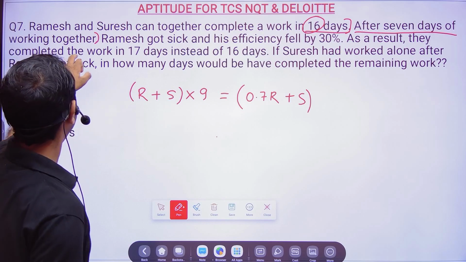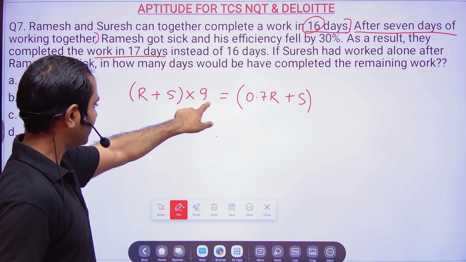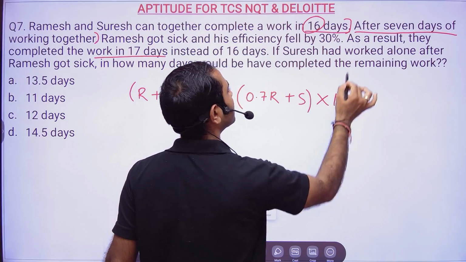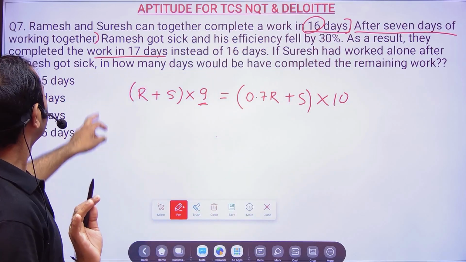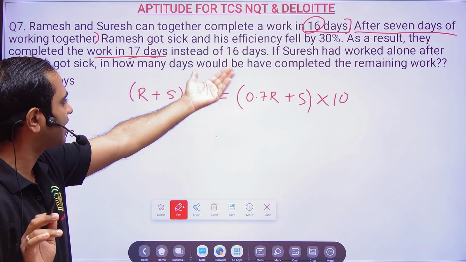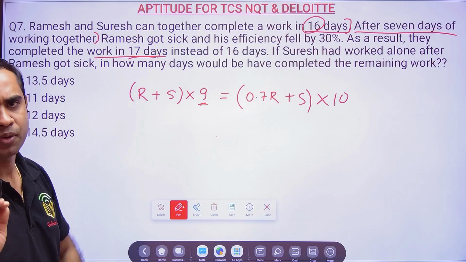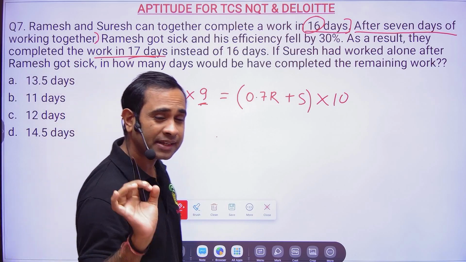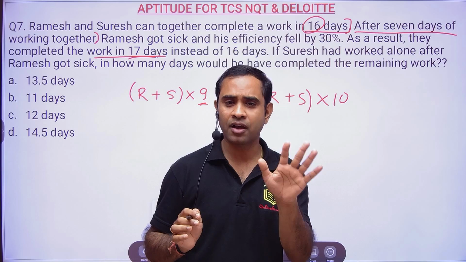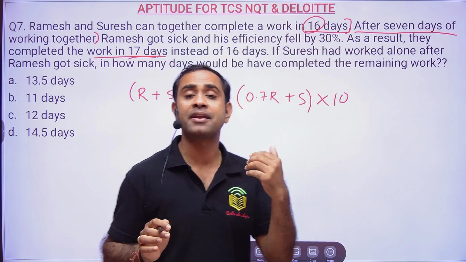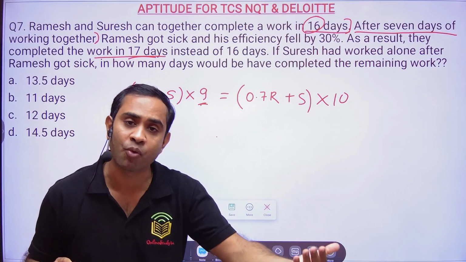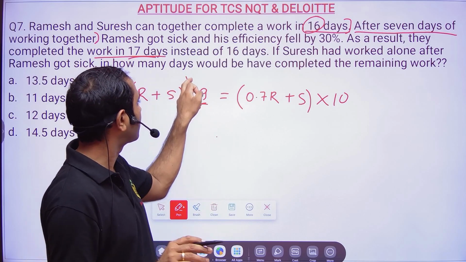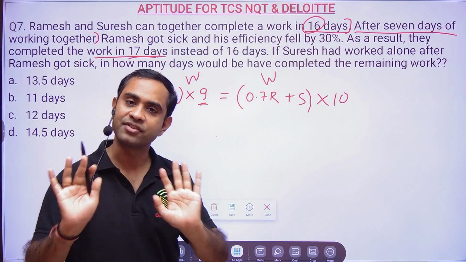As a result, they completed the work in 17 days. Means now instead of 9 days, they are going to work 1 more day extra, 10 days, because 7 days they have already completed. So now instead of 16 days, they will be taking 17 days. Means now they will be working for 10 more days because Ramesh is not well. So in both the cases, the work they are going to complete is the same. The remaining work is the same only.